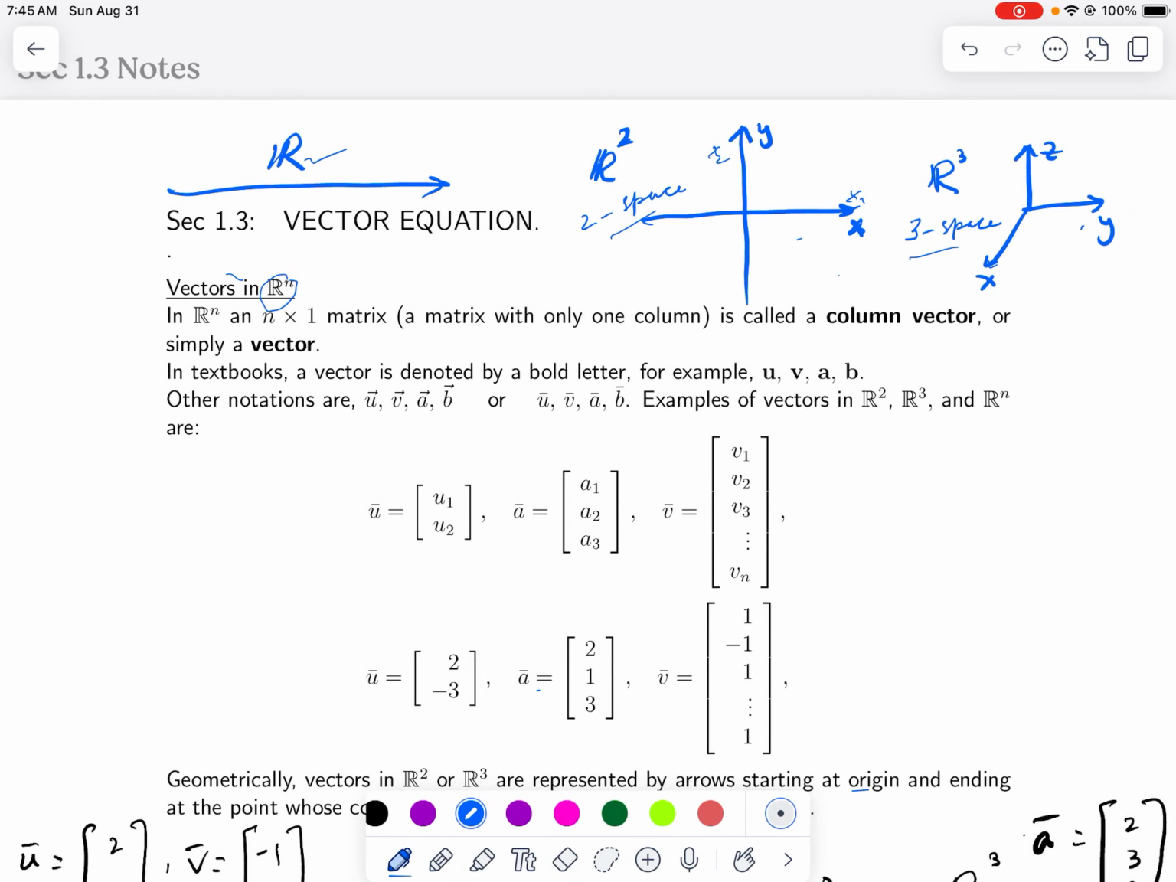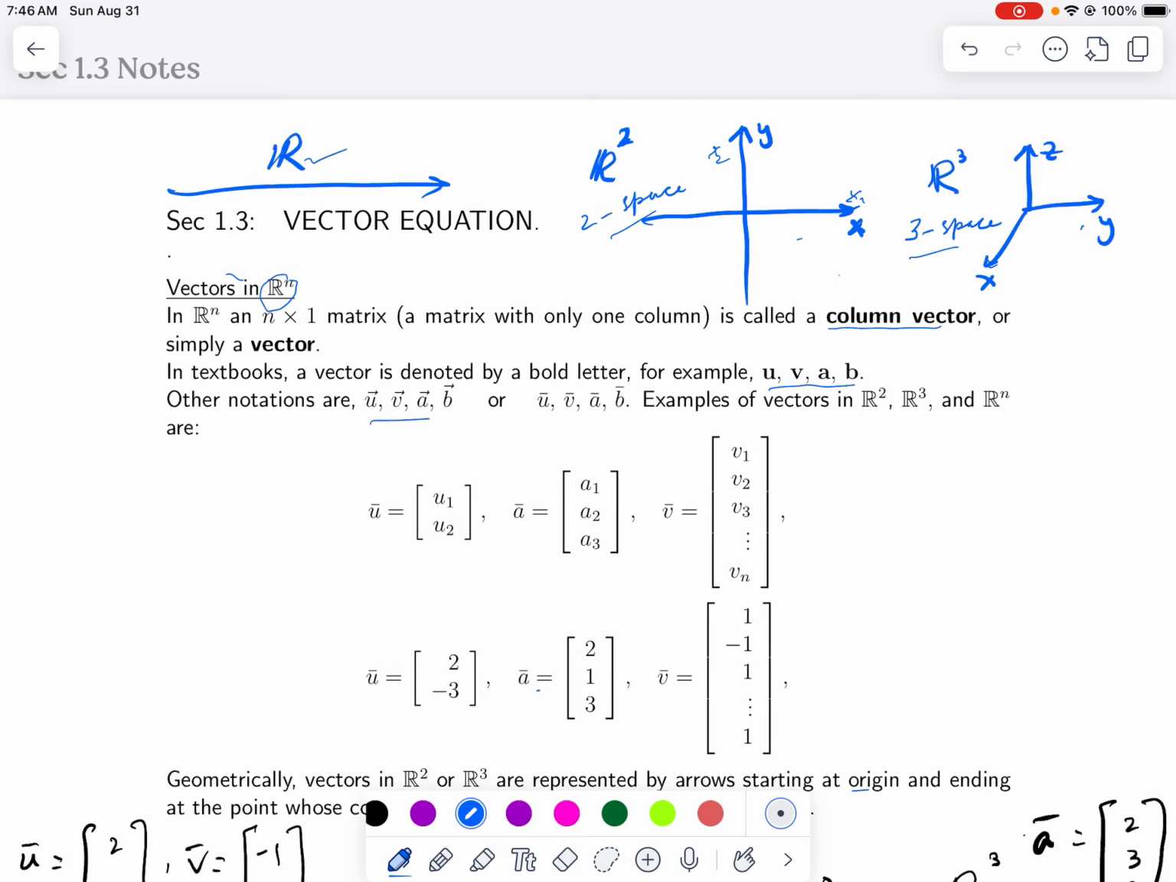So in Rn, an n by 1 matrix, a matrix with only one column, is called a column vector, or simply a vector. In textbooks, a vector is denoted by a bold letter. For example, whatever name we choose for the vector, we can notate it with bold letters. Now it's harder to write bold letters when we are writing by hand.